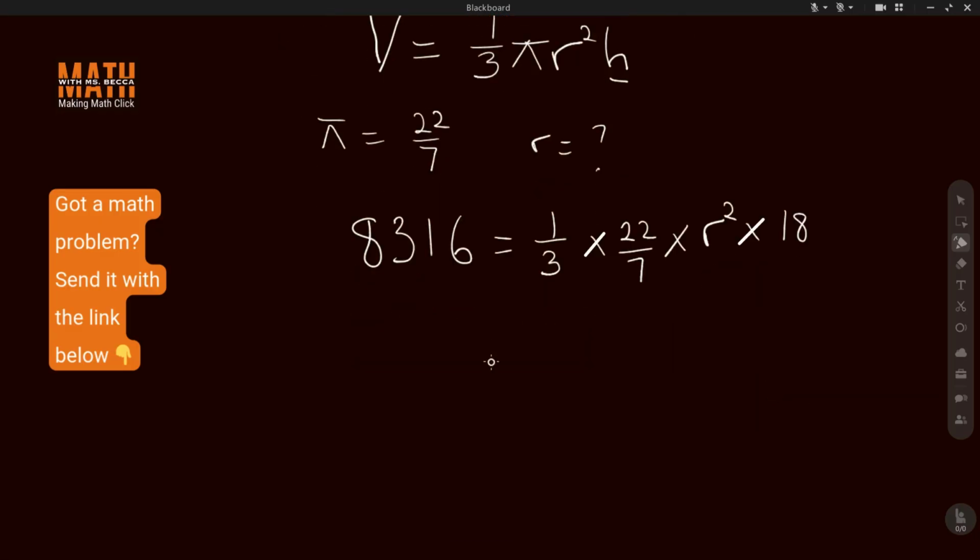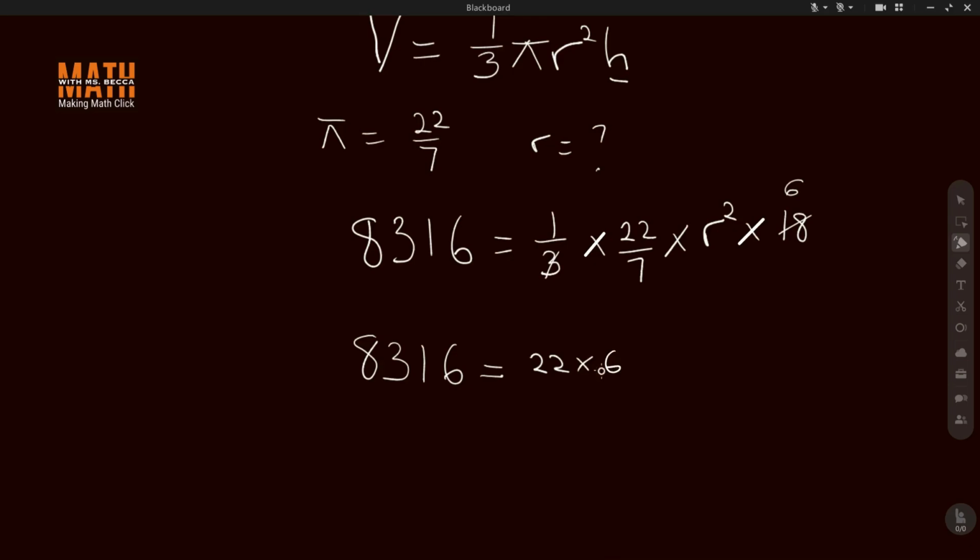Before we continue, since 3 can go into 18, let's first take this fraction away so that 3 will go into 18 six times. So that means we'll be having 8,316 to be equal to 22 times 6/7, then r squared.